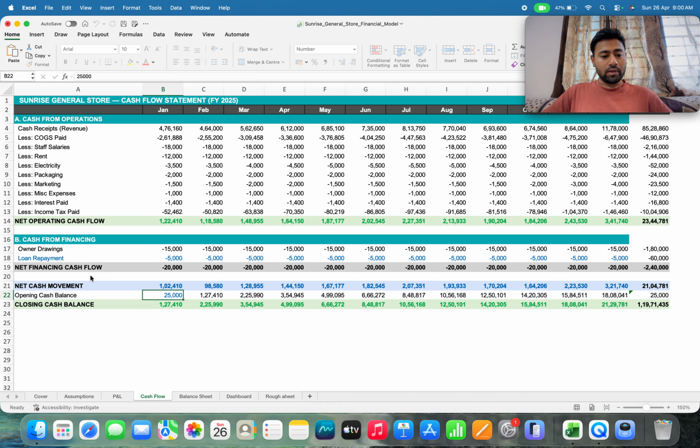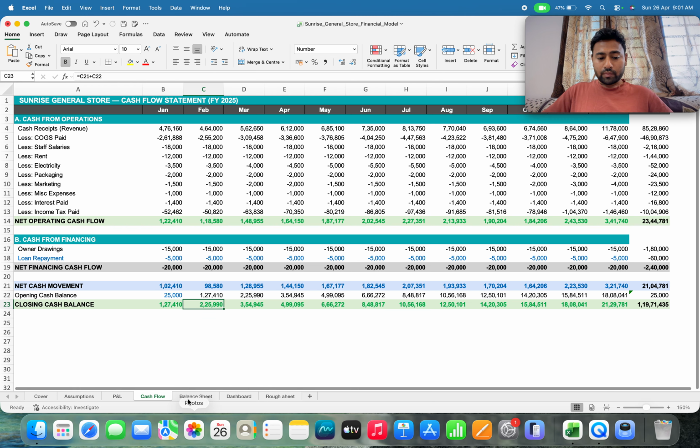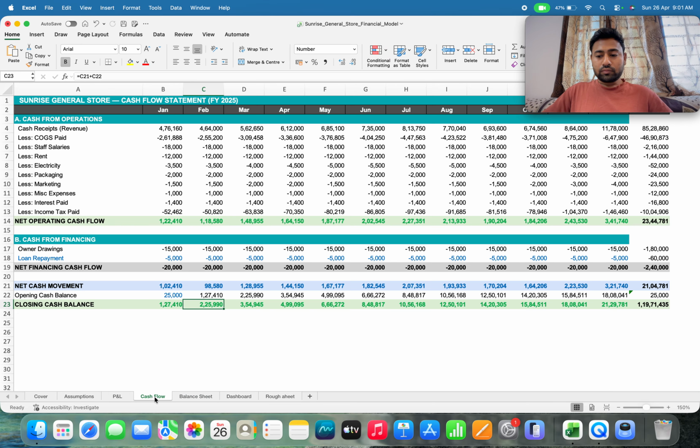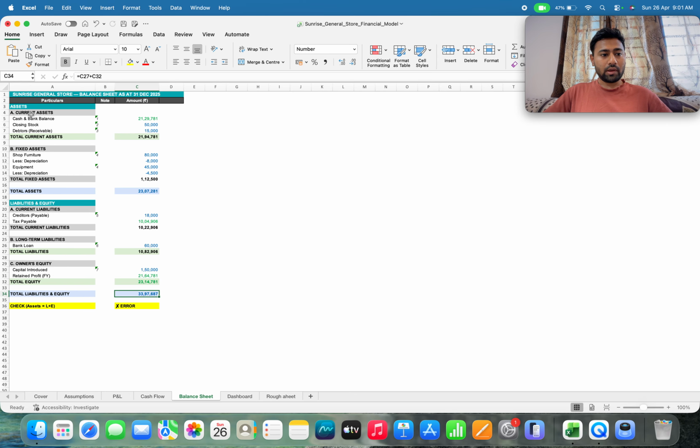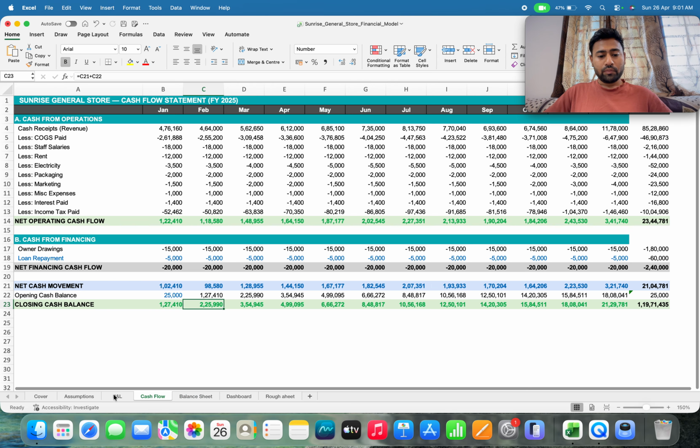In that we will add the opening cash balance, we will get the closing cash balance. This closing cash balance will become the opening of next month. This 1,27,410 becomes the opening of Feb month, that is 1,27,000. Again we will add this opening balance to the net cash movement, we will get the closing cash balance. Now again we got a total amount. Coming to the balance sheet, we have taken the cash and bank balances from here.